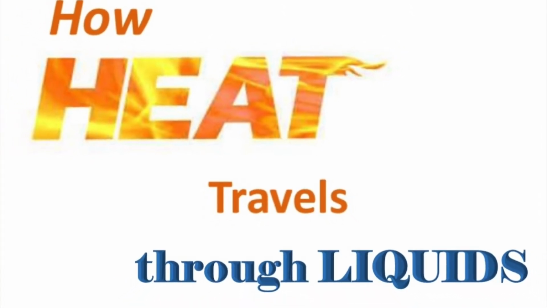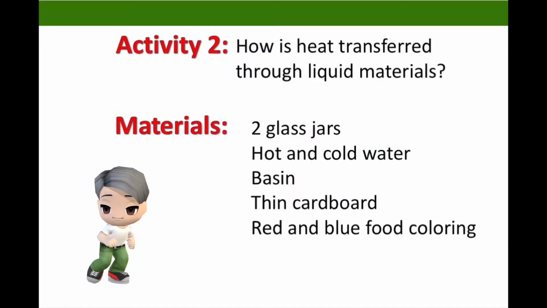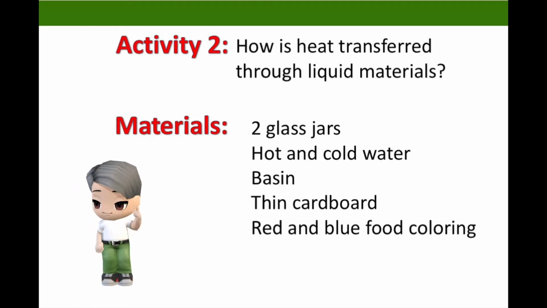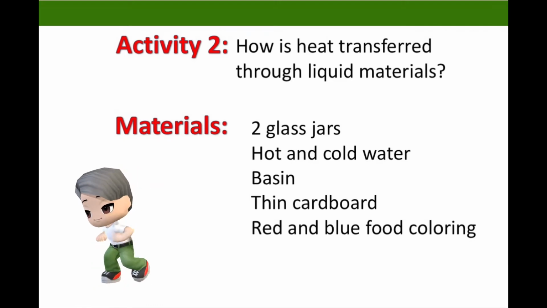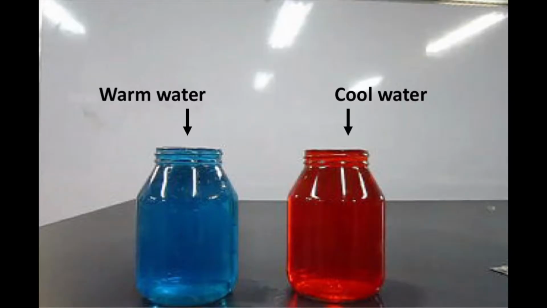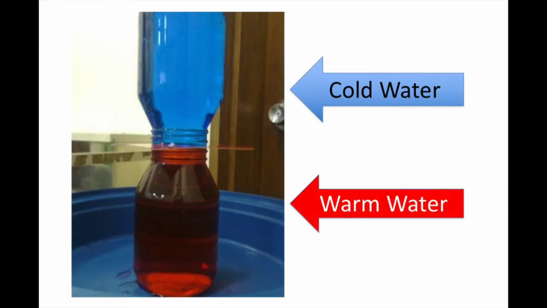For our next activity, you will be observing how heat travels through liquids. We'll be needing the following materials: hot and cold water, food color, glass jar, a basin, and a piece of cardboard. Examine the setup. Fill the two jars with water. Color one jar with blue and the other red. The red jar is warmer and the blue jar is colder.